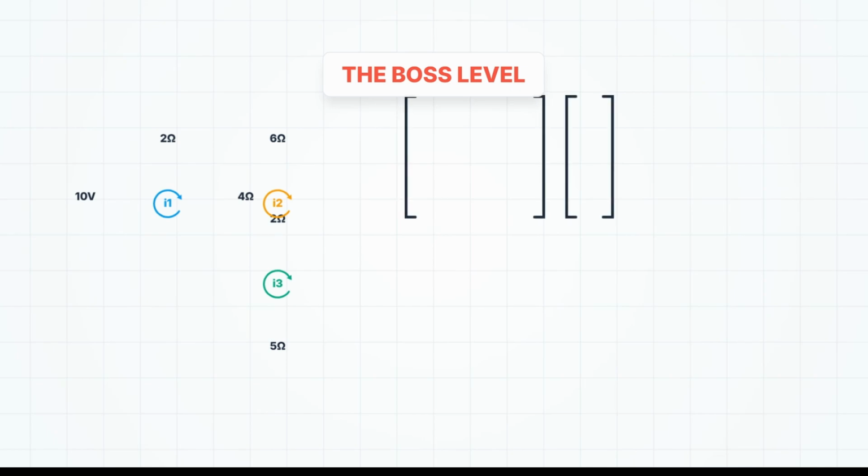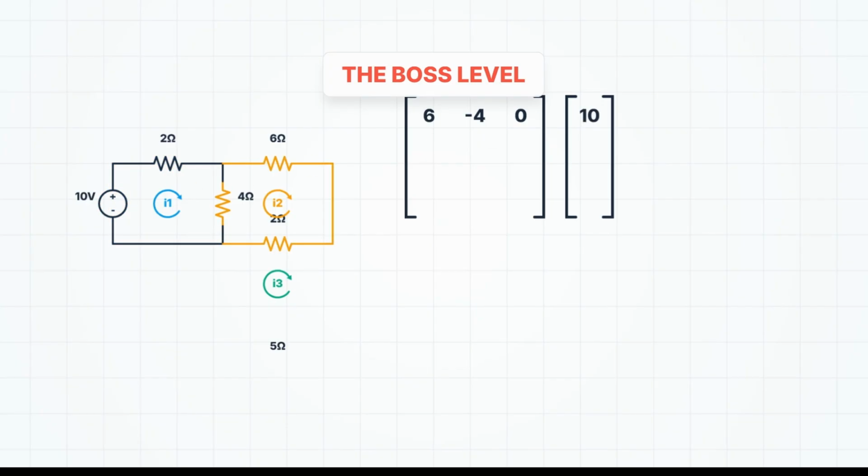Let's use our inspection method to build the 3x3 matrix. Row 1, mesh 1. Sum of resistors 2 plus 4 equals 6. Diagonal is 6. Shared with mesh 2, the 4 ohm, so minus 4. Shared with mesh 3, none, so 0. Voltage sources, we enter the negative of the 10-volt source, so plus 10. Row 2, mesh 2, sum of resistors 4 plus 6 plus 2 equals 12. Diagonal is 12. Shared with mesh 1, minus 4. Shared with mesh 3, minus 2. Voltage sources, none, so 0.